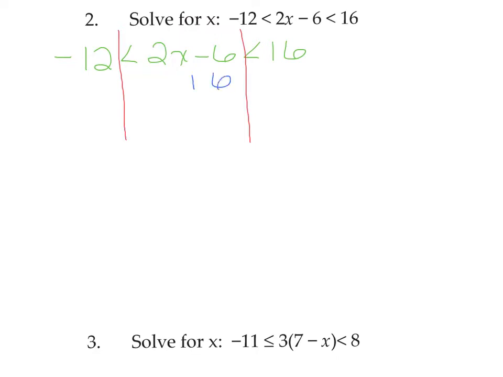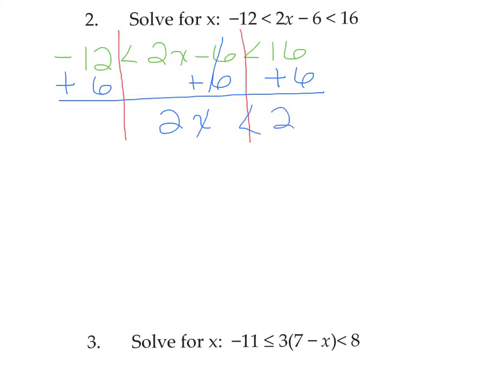So add 6 on the right and on the left. That gives us a 2x in the middle, still less than 16 plus 6 on the right is 22. Negative 12 plus 6 on the left is negative 6.